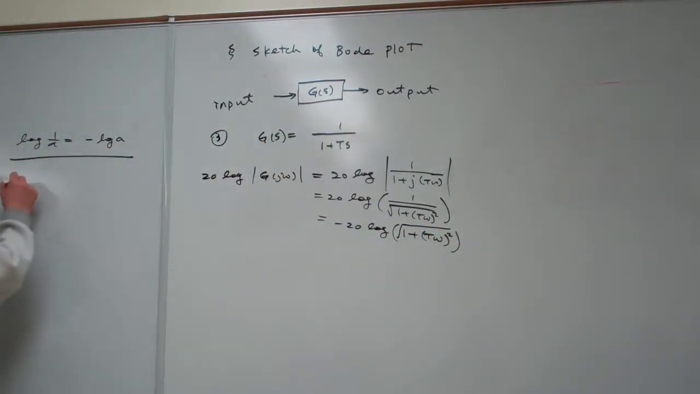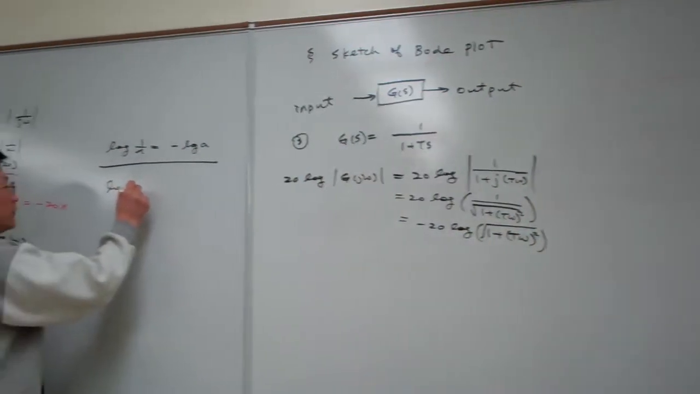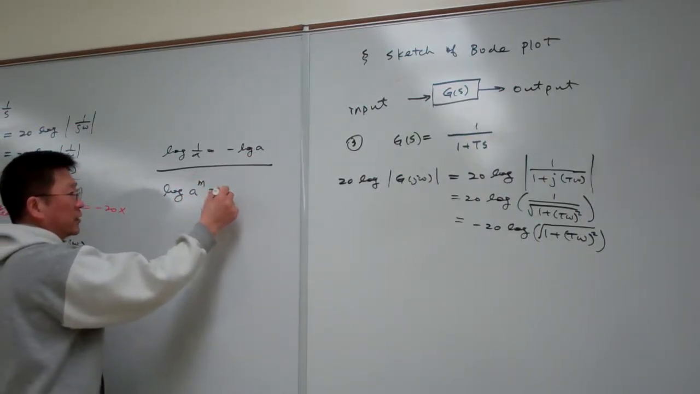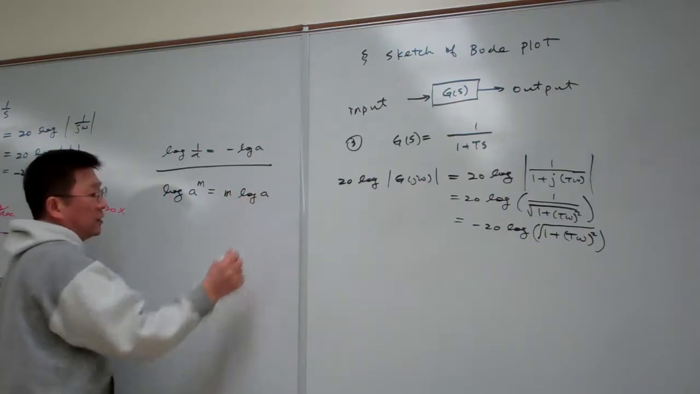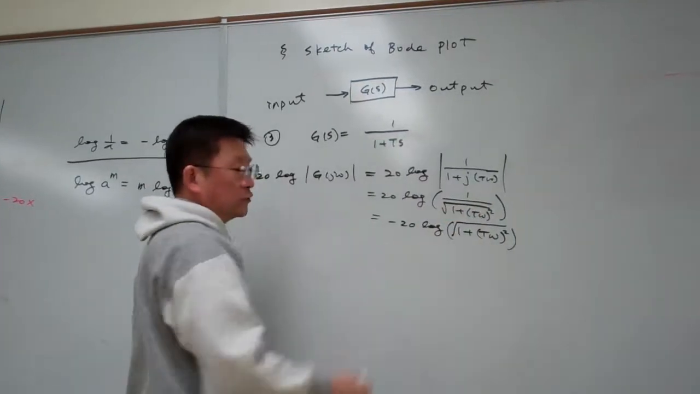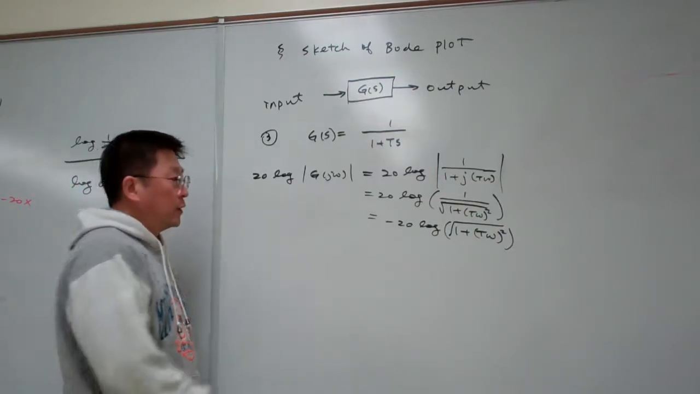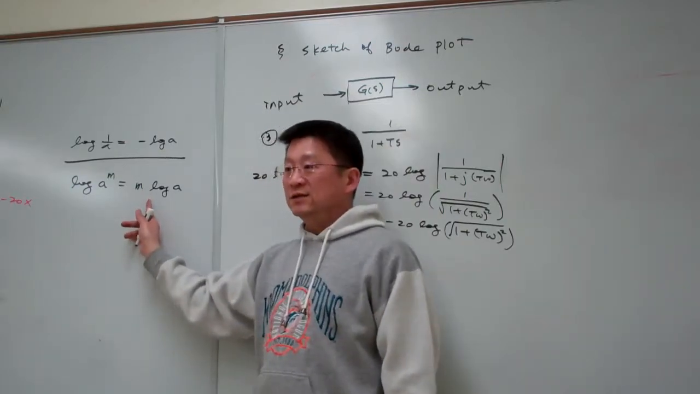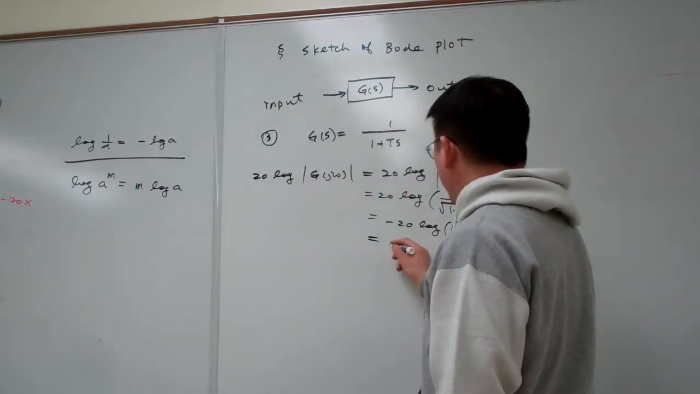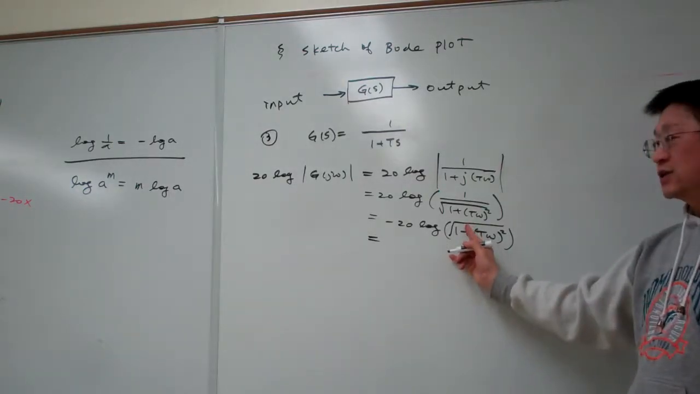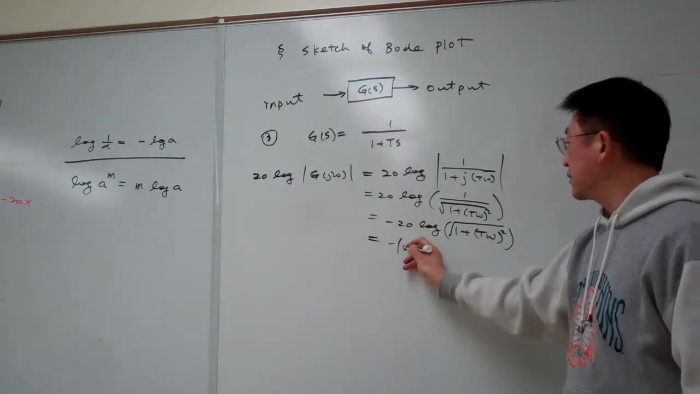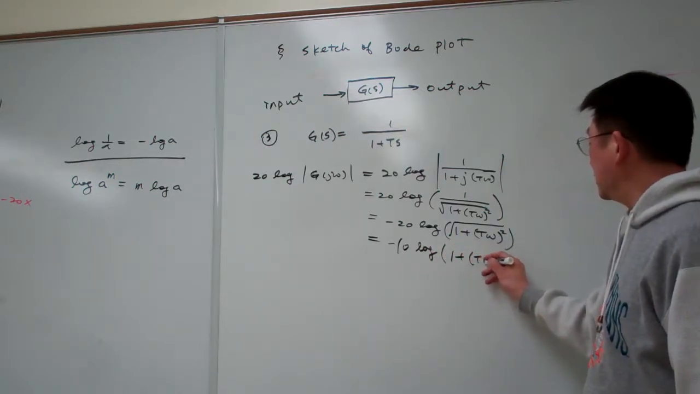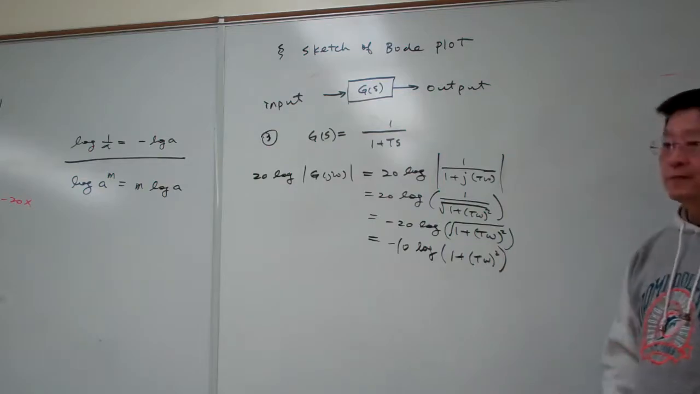Okay. And another formula, if you remember, log of A to the exponent M is M times log A. And for the square root, that is the exponent of 1/2. So here I take the second formula for this, then that becomes minus 20 multiplied by this exponent, so it becomes minus 10 log of 1 plus T omega squared. Okay?